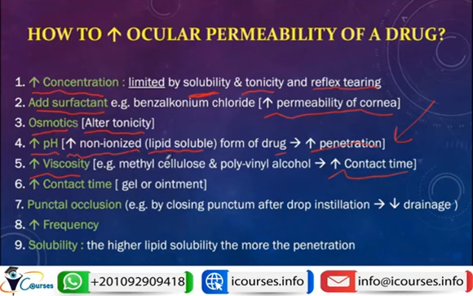Also, we can increase the contact time by changing the form of the drug itself, not only the content, by making the drug in a gel form or an ointment form, leading to extended contact time between the drug and the eye. Punctal occlusion will inhibit or decrease the drainage. So by occlusion of the punctum after the drop, this will decrease the drainage and also has the advantage of decreasing the systemic absorption. Increasing the frequency, of course, and the solubility. So the higher the lipid solubility, the more the penetration.